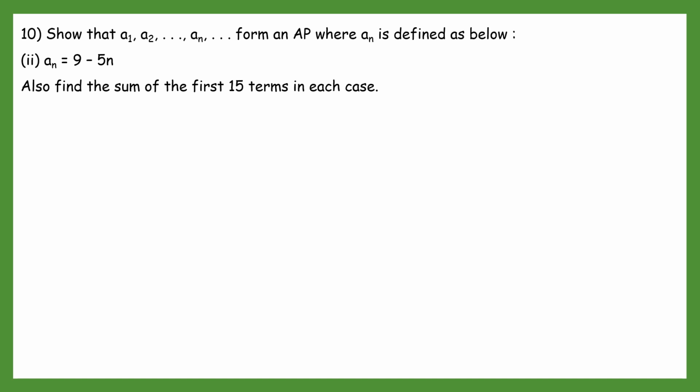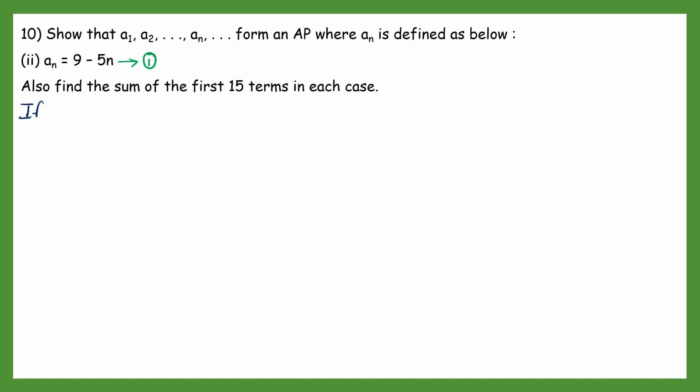Next question. Show that a1, a2 and so on an form an arithmetic progression where an is defined as follows. So they have given an is equal to 9 minus 5n. Also find the sum of first 15 terms in each case. Let's do that. They have given an is equal to 9 minus 5n. So this is first equation.